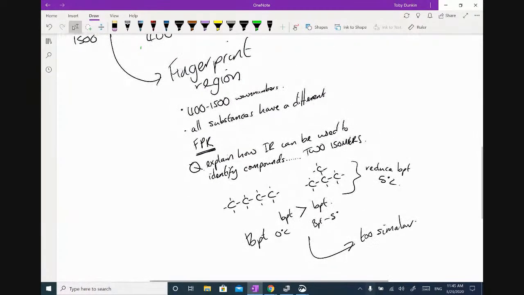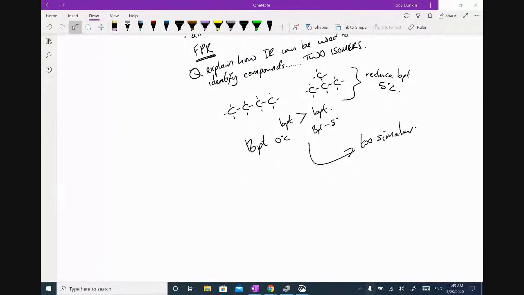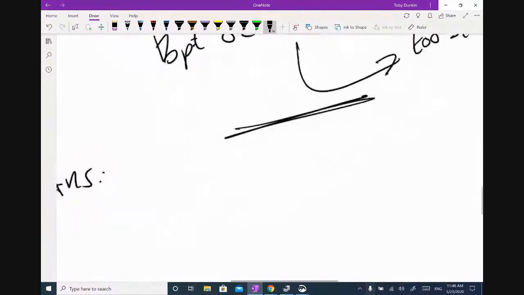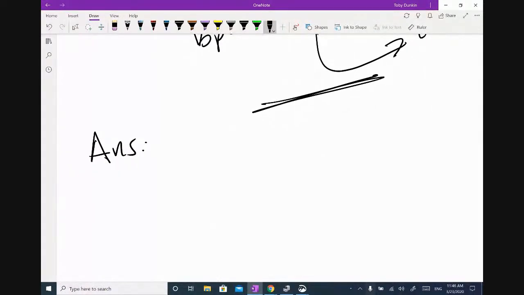So here's the answer to the question. How could you use infrared to be able to identify? So you would scan the sample using IR.